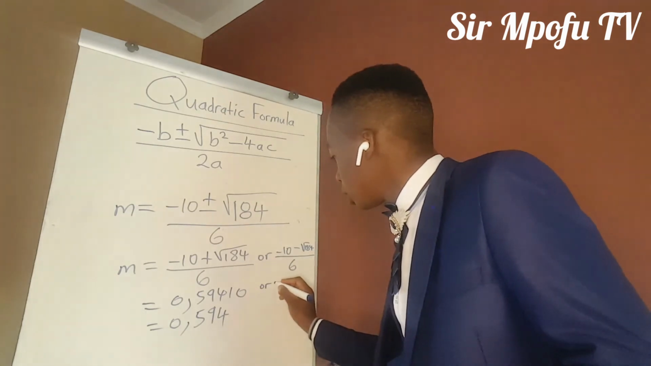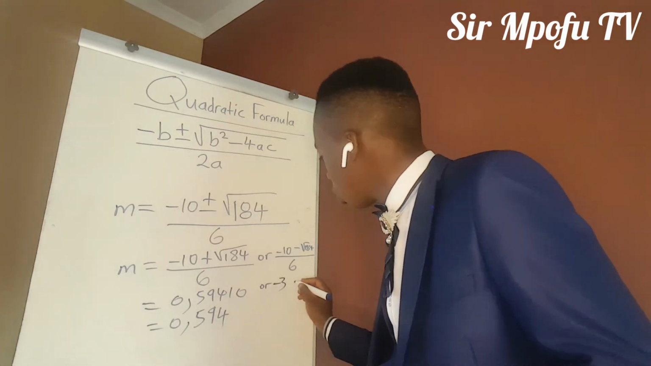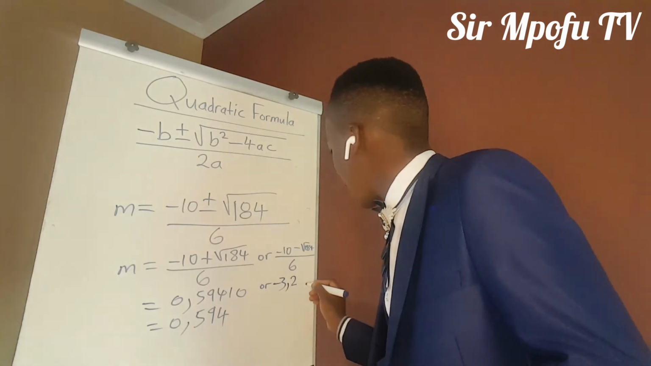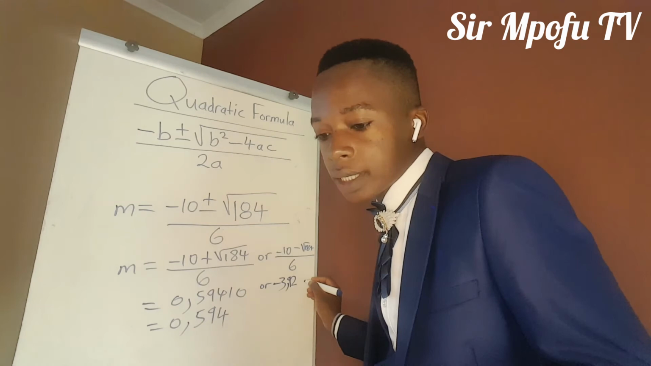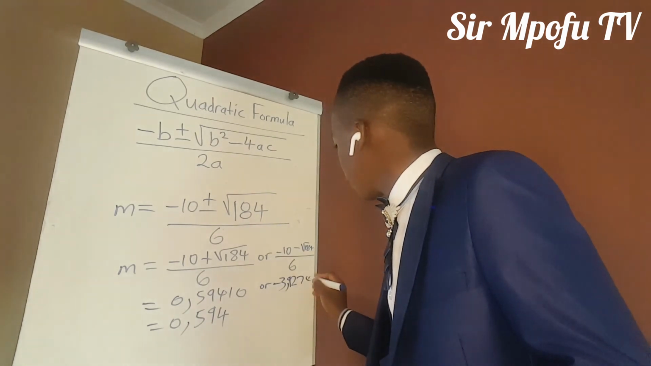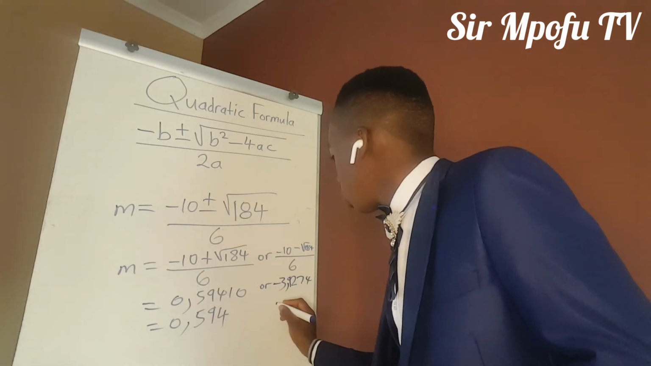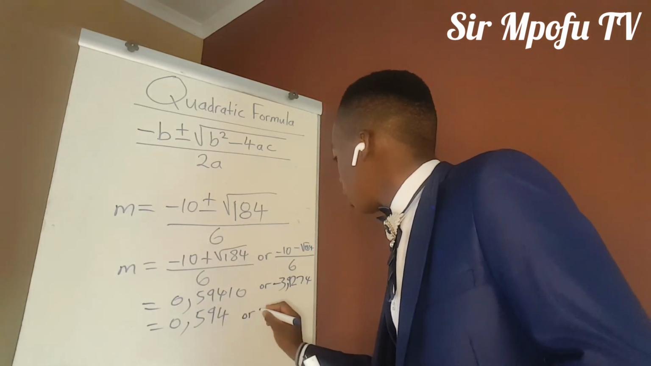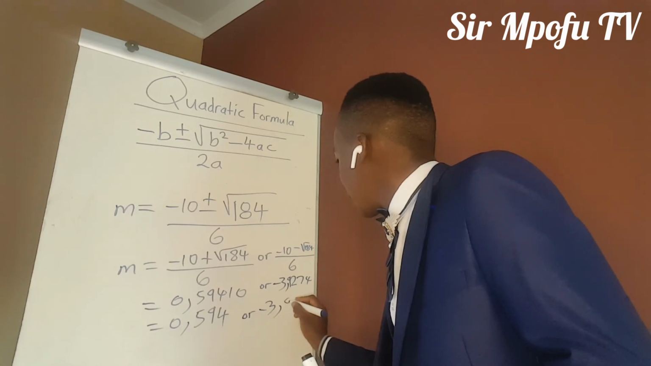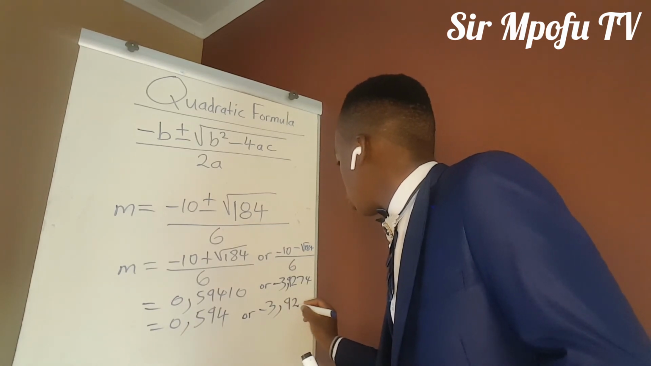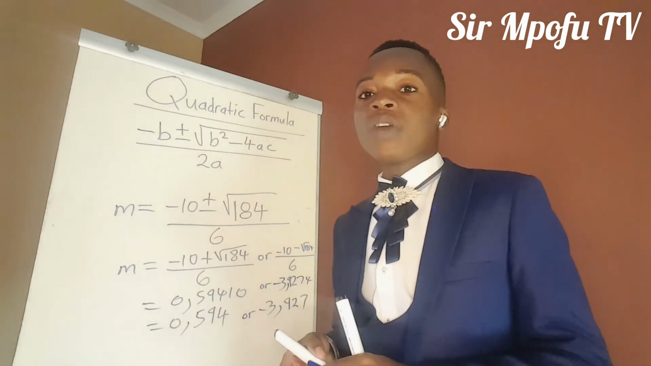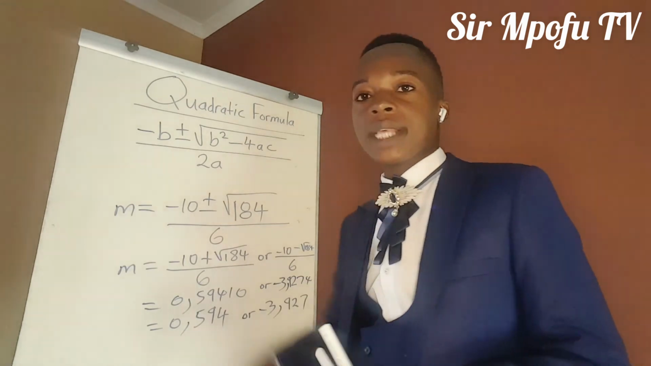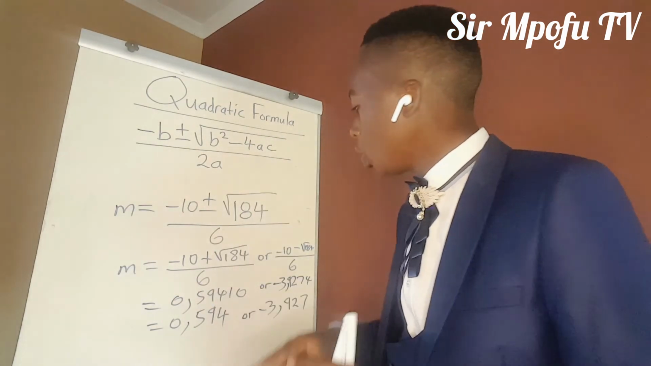Minus 3.927, and then 4. If you round this to 3 decimal places as well, it's going to be minus 3.927. Remember, if you are rounding off to 3 decimal places, you look at the 4th decimal place, then you either round up or round down.